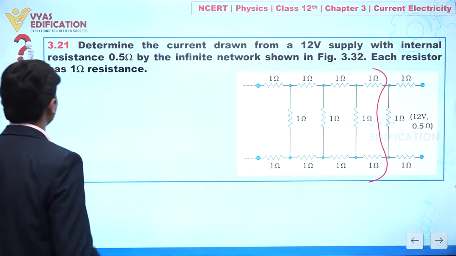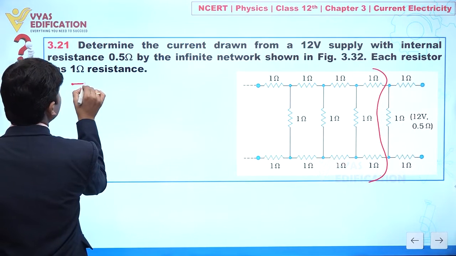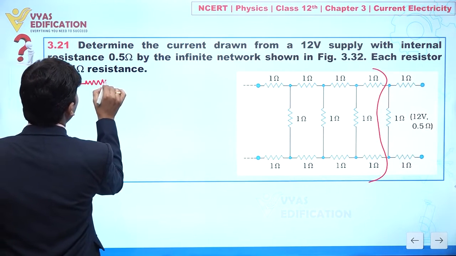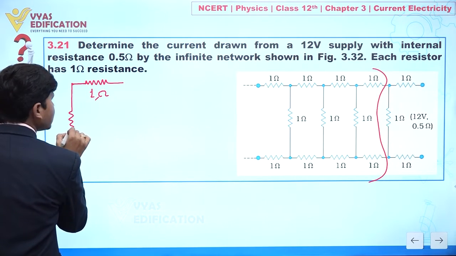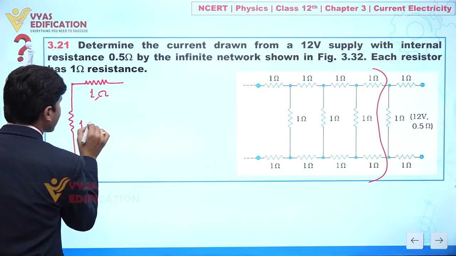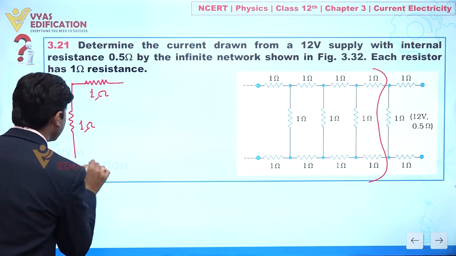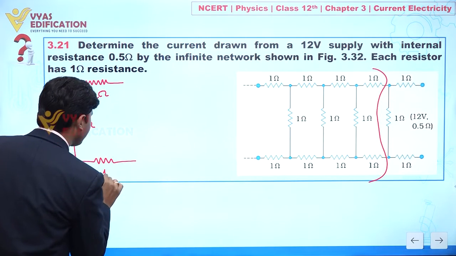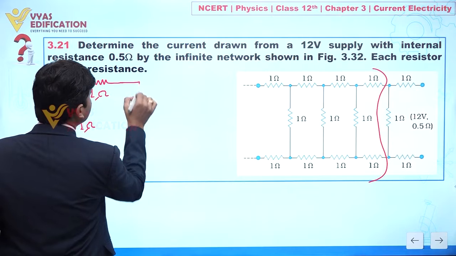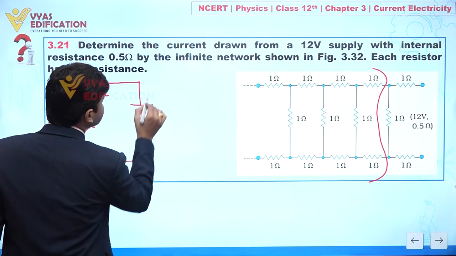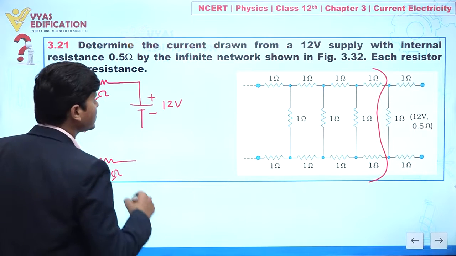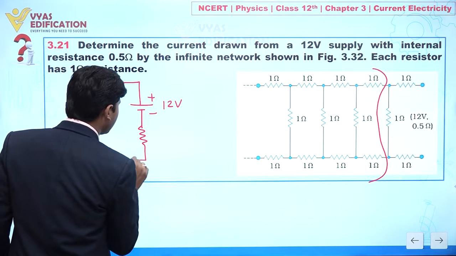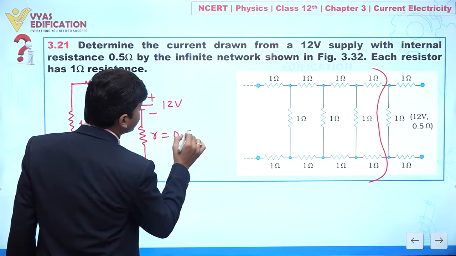Let's suppose I am drawing it like this. This is a 1 ohm resistor, this is again a 1 ohm resistor, and this one is again a 1 ohm resistor. I am connecting here a battery, or you can say a cell. This is a 12 volt battery having internal resistance 0.5 ohm.